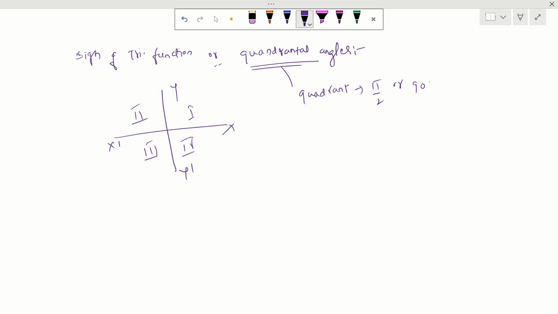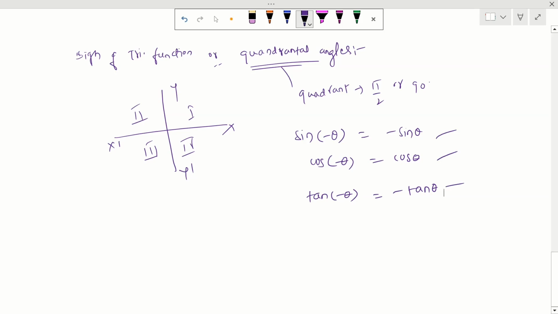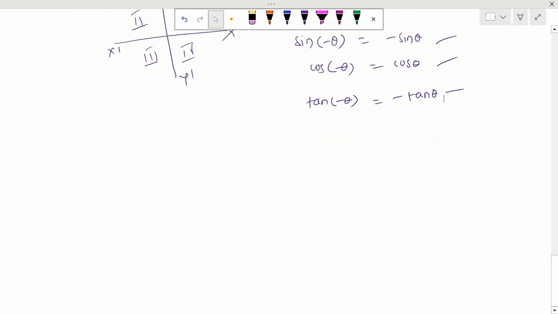Already we have discussed sine of minus theta. Sine of minus theta is minus sine theta, cos of minus theta is cos theta, and tan of minus theta is minus tan theta, right? These things we have discussed. Now we are going to see the first, second, third and fourth quadrantal angles.